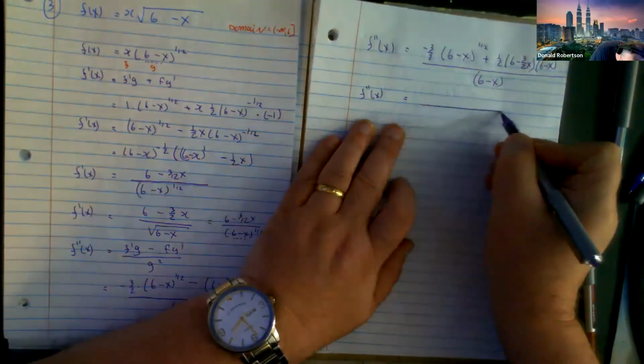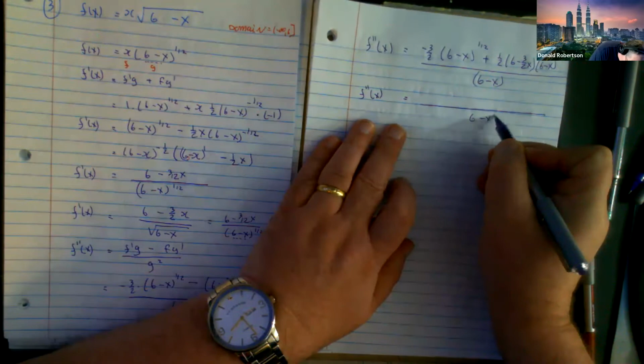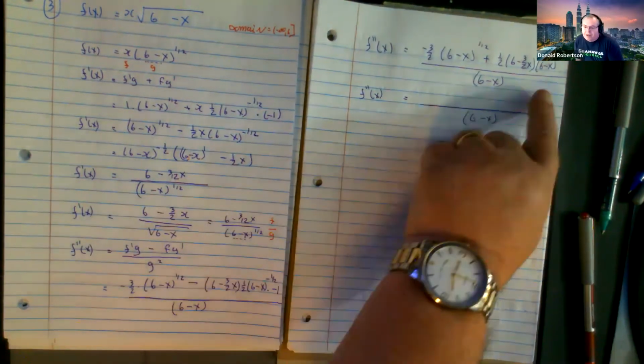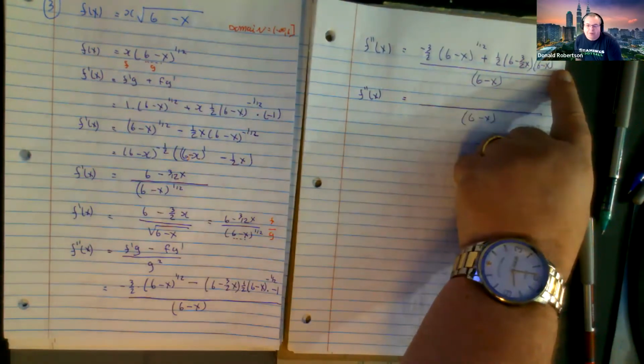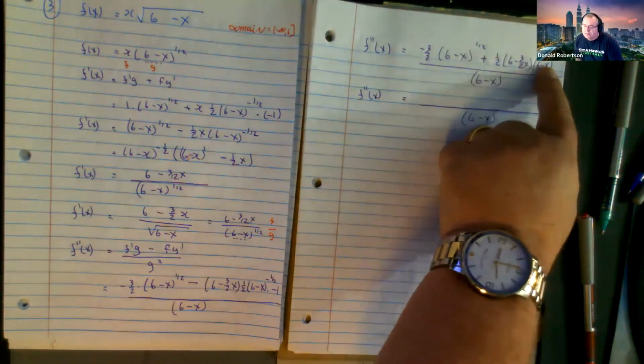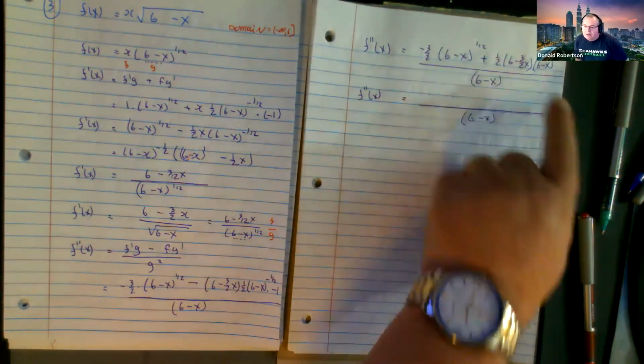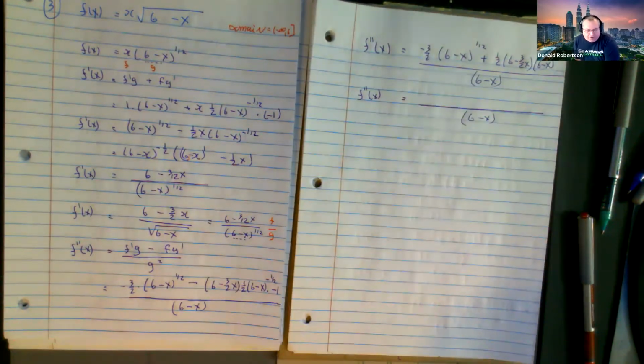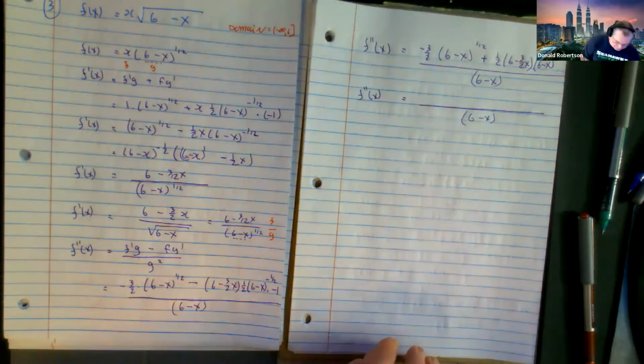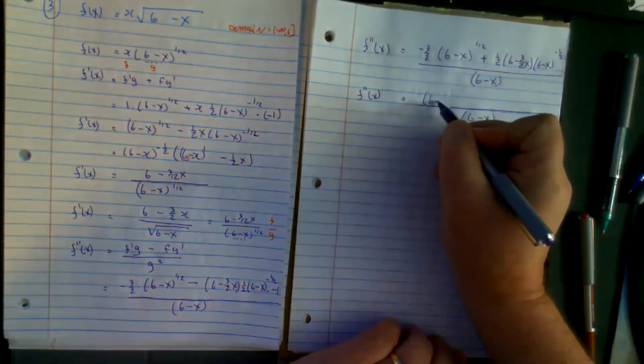I don't have a problem with the bottom, so I'm just going to write 6 minus x again. But I should be able to factor the top, agreed? Okay, what common factor can you pull out of the top, the numerator? 6 minus x to the -1/2.